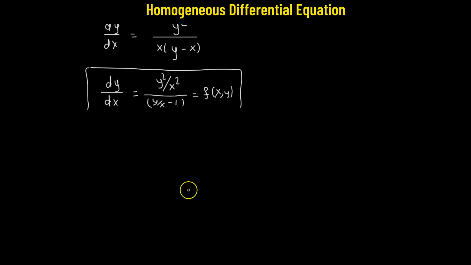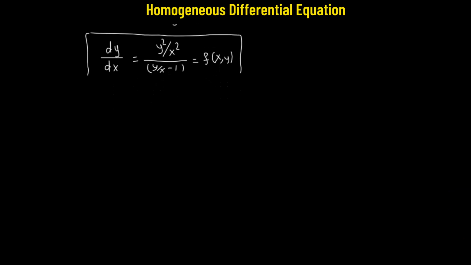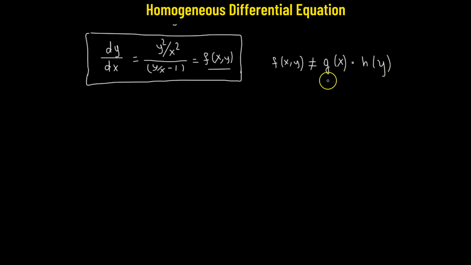The next step will be to solve this differential equation. The only issue is that we cannot use the method of variable separation directly. The reason is that this function f of x, y cannot be expressed as the product of two functions g and h, where g is purely a function of x and h is purely a function of y. Since this is not true, we cannot use the variable separation method. But if we make the substitution y over x equals v, then our differential equation reduces to a variable separable form. So let's do that.